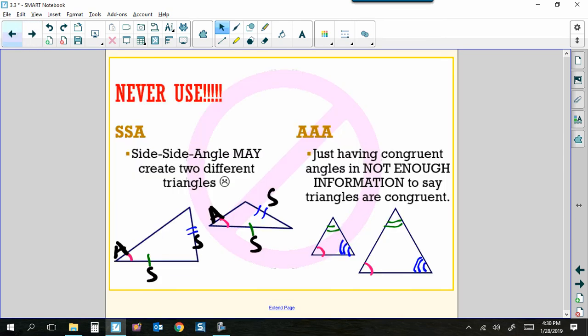Please, I think that students do not emphasize what is on your screen right now enough. Side-side angle and angle, angle, angle are never, ever, 100% never going to prove triangle congruency, ever. So, again, we proved why through these diagrams, through those rigid motions.